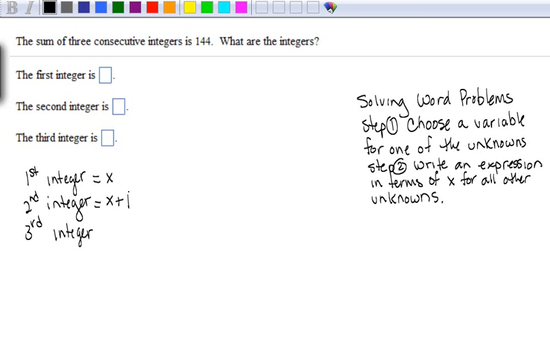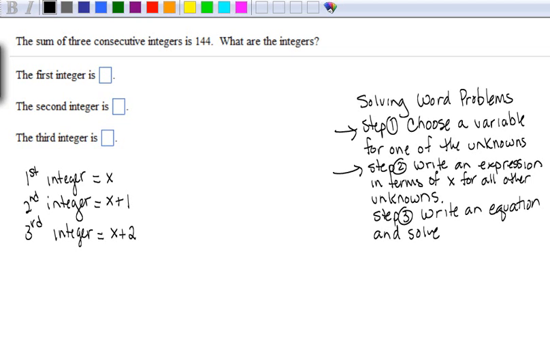What would be the expression for my third integer? Well, I'm going to add 1 again. That means I would add 2. That again makes sense because if x is 4, the third integer would be 6. So 4, 5, and 6. So now we've done steps 1 and 2. Let's look at step 3.